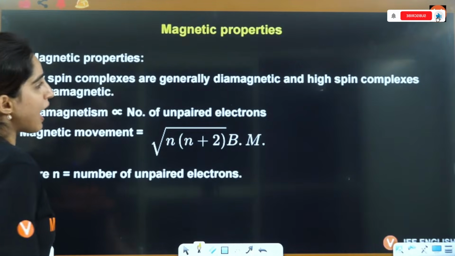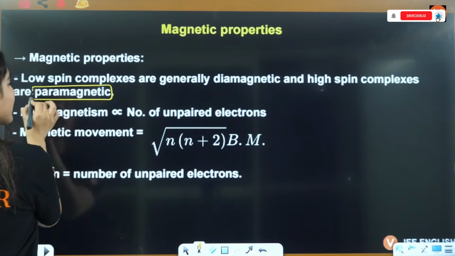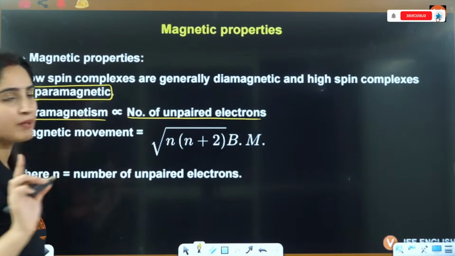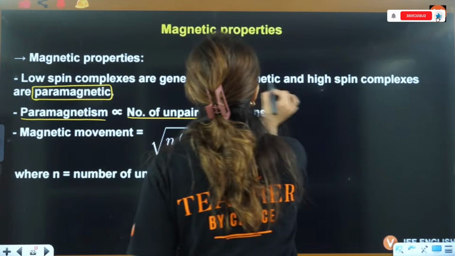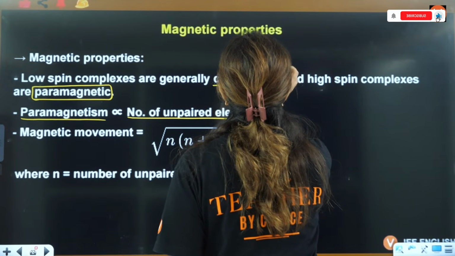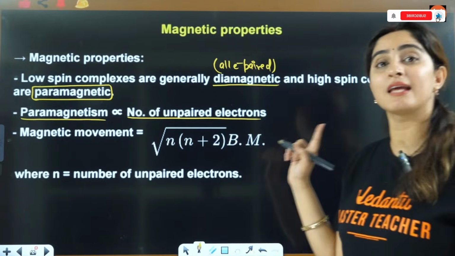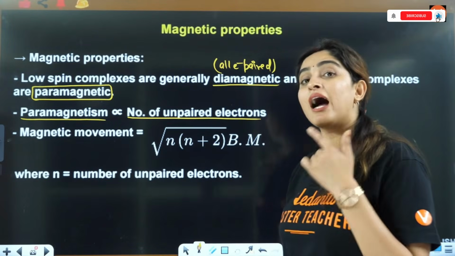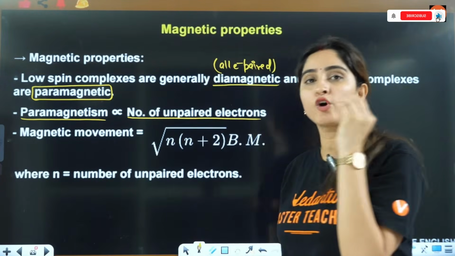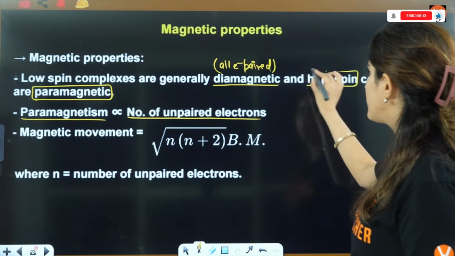If you have any unpaired electron, that is called paramagnetic. So paramagnetism depends upon the number of unpaired electrons. And diamagnetic is where all electrons are paired. If you remember, we have done this in chemical bonding as well, but the way we answer here will be different. Diamagnetic complexes, how they will be called low spin and high spin, that also we'll talk about.